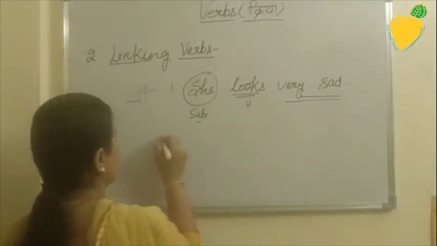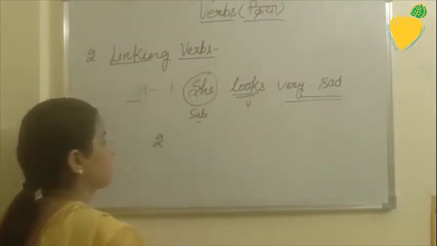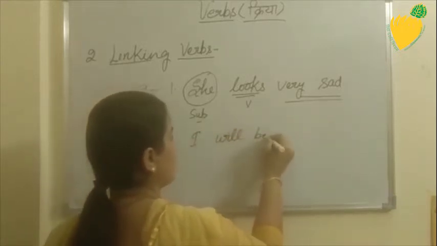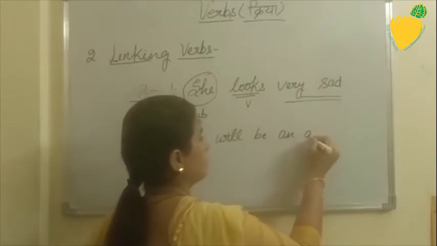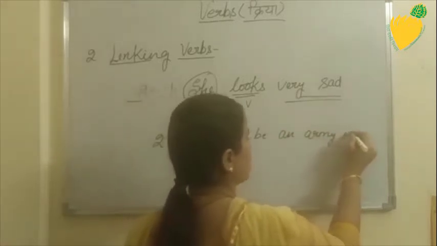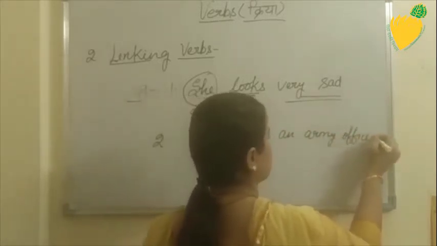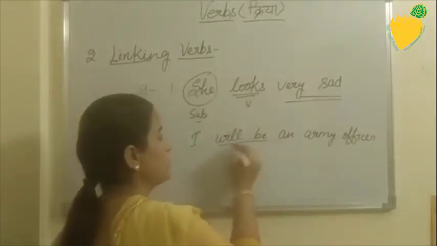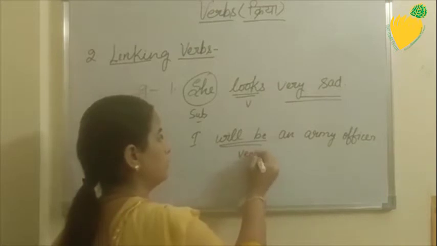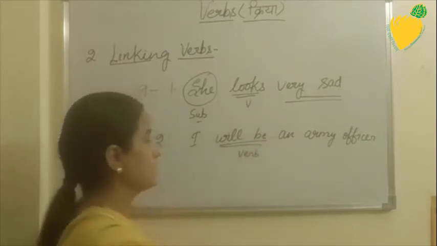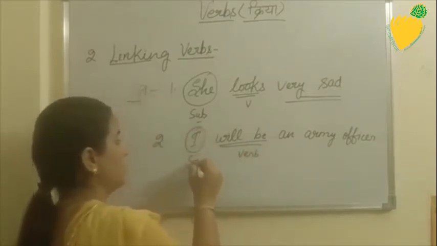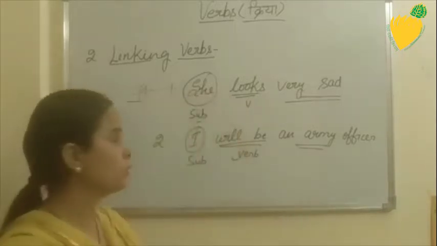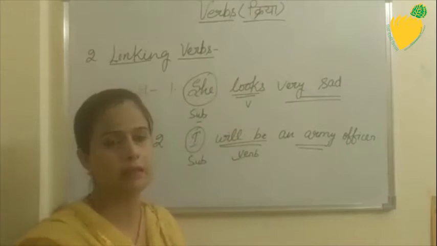Next example, I will be an army officer. In this sentence, will be is the verb and it is connecting the subject I with its complement. So will be is a linking verb.